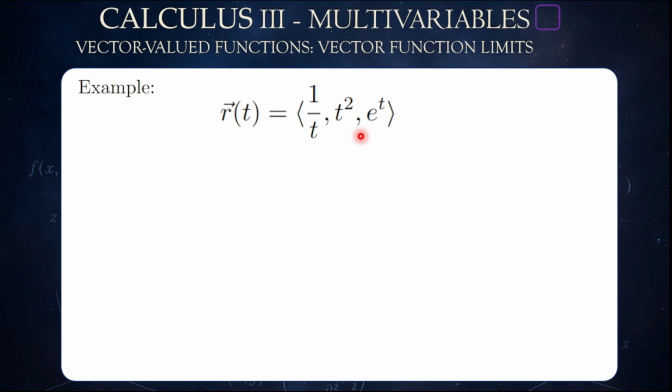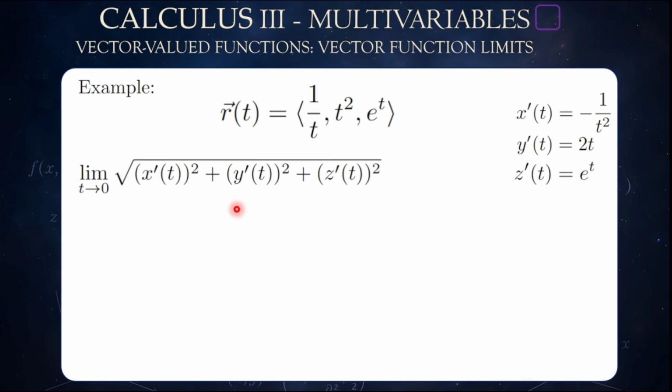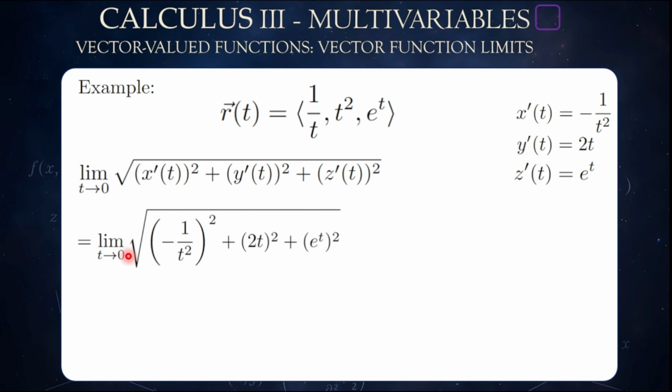Now let's find the limit for the magnitude. We need the derivatives x'(t), y'(t), and z'(t). x'(t) is equal to minus 1 over t squared. y'(t) is equal to 2t, and z'(t) is equal to e to the power of t. The limit for the magnitude as t goes to 0 is the limit of the square root of x'(t) squared plus y'(t) squared plus z'(t) squared, which is the limit as t goes to 0 of the square root of 1 over t to the power of 4 plus 4t squared plus e^(2t).